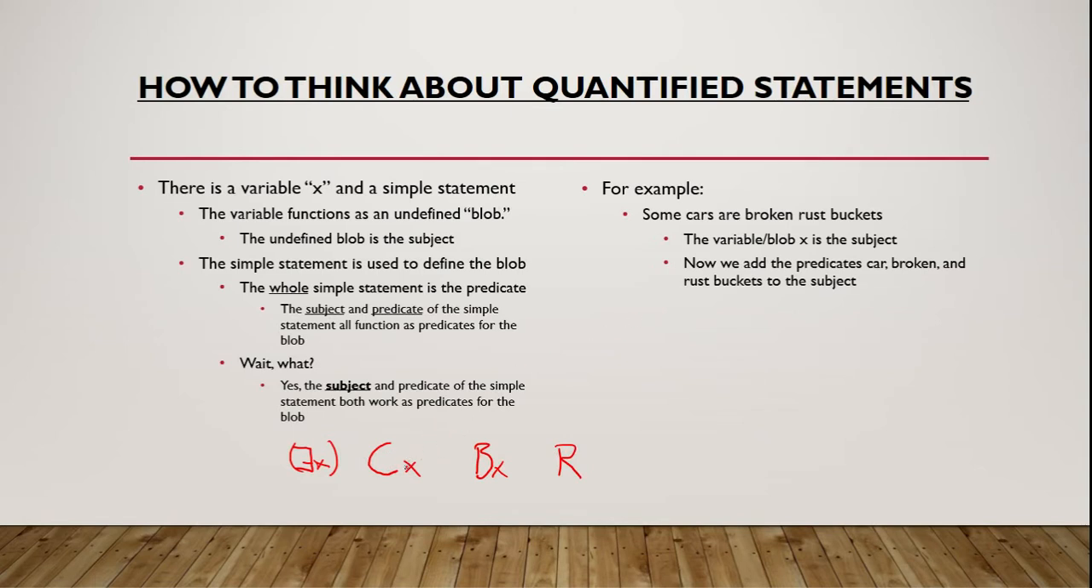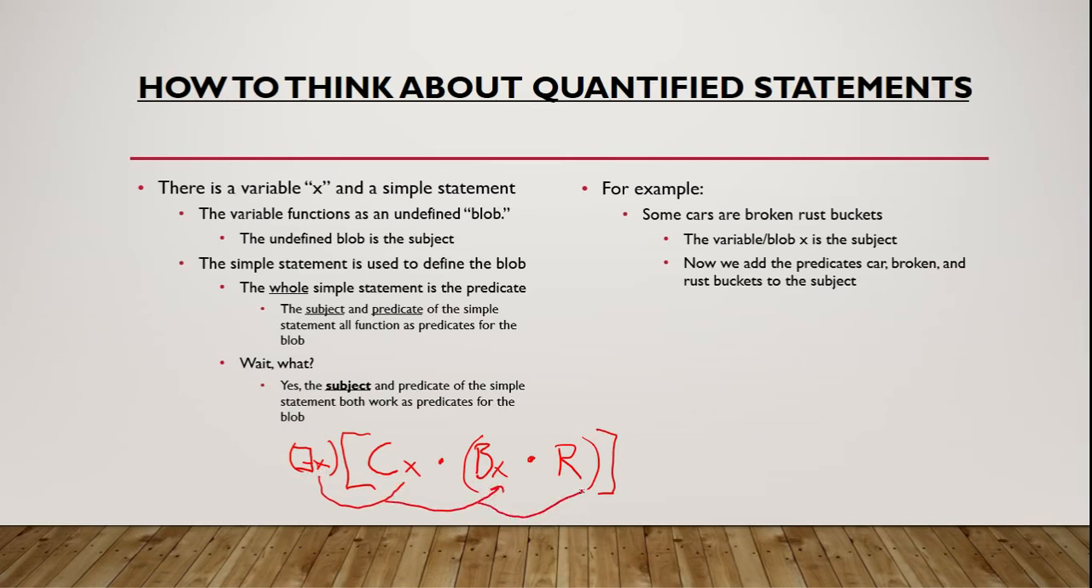So some cars are broken rust buckets. There exists an X such that X is a car and X is broken and X is a rust bucket. The operator that this EX is governing is the operator between car and broken rust bucket. And again, we'll talk about how to figure that stuff out as well. And then we're going to enclose everything so that the quantifier works with all three of your X's.